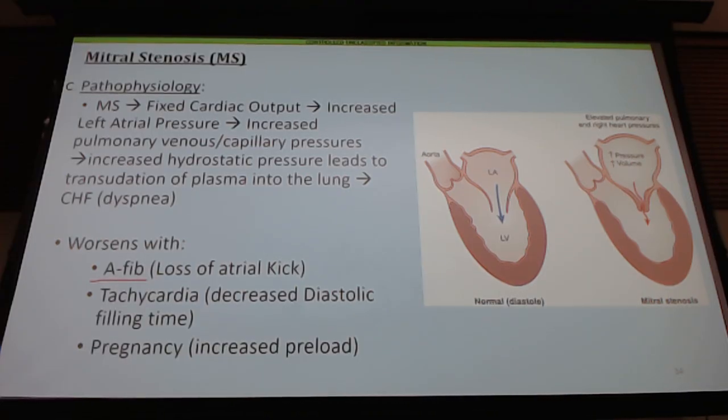And then pregnancy, just with the fluid shifts and stuff like that, you can see with pregnancy that increased preload, so increased venous return, increased volume, affecting that left atrium. It's going to back up and cause that. So these are things that can make mitral stenosis worse, or the impacts of mitral stenosis worse.